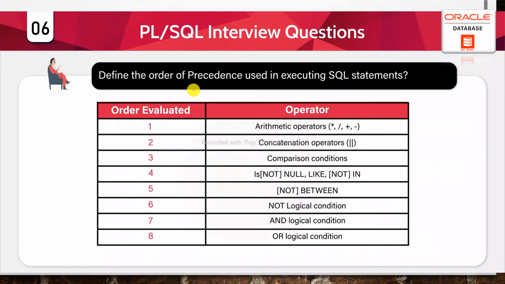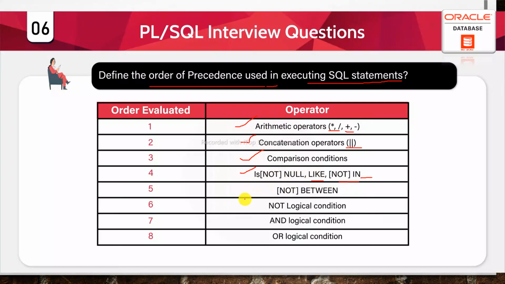Next, question number 6. Define the order of precedence used in executing SQL statements. So see the order of execution. First, execution will be arithmetic operators like multiplication, divide, plus, minus. Then second, we have the concatenation operator. You can see the symbol of the concatenation operator. Next, we have comparison operators like less than, greater than. Then we have IS NULL, IS NOT NULL, LIKE, NOT LIKE, and IN operators. So these are the operators.